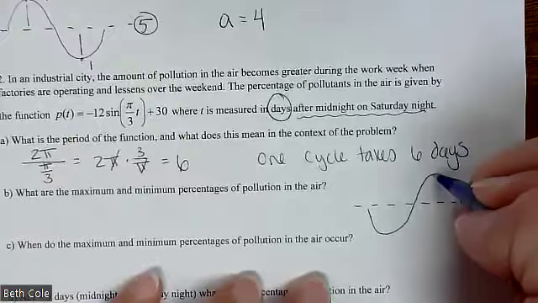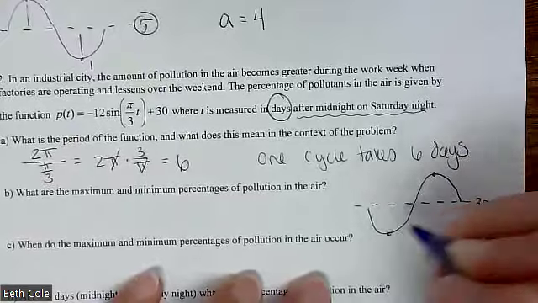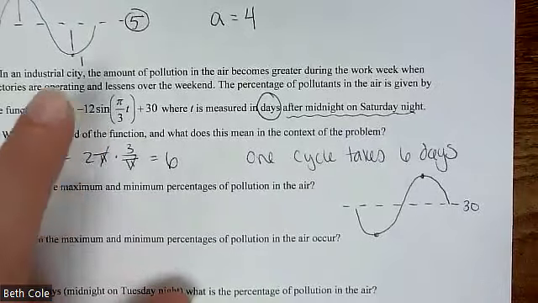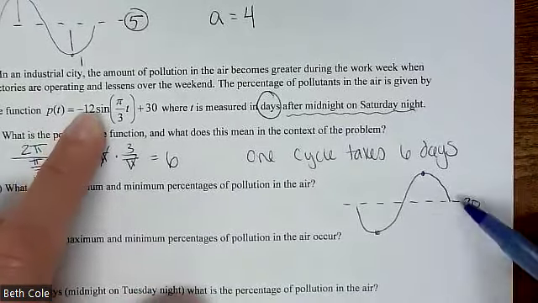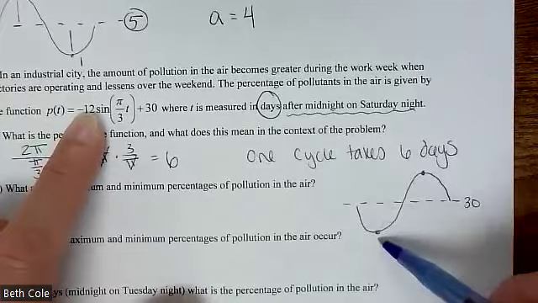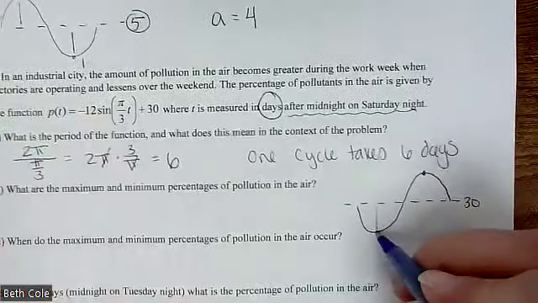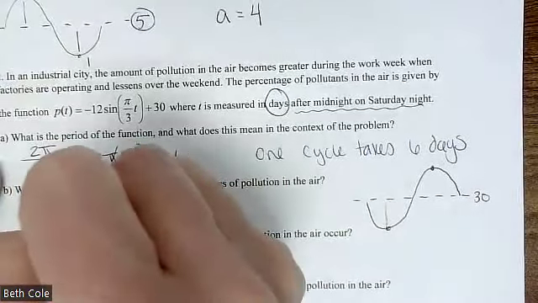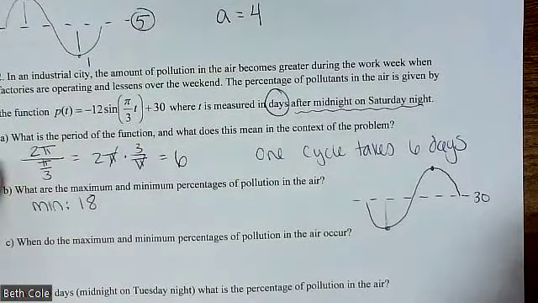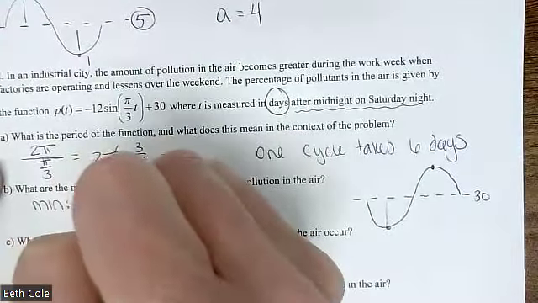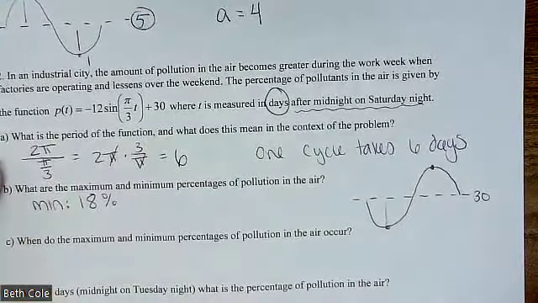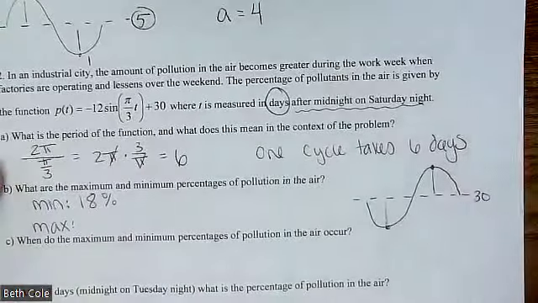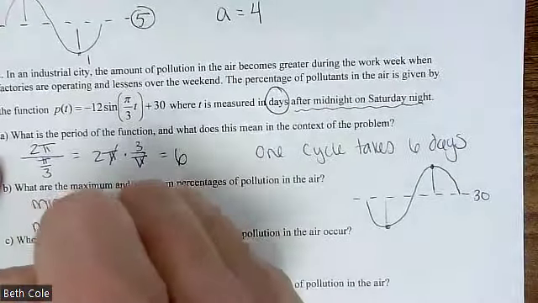And then how can I get these numbers, the maximum and the minimum points? Because that's what I'm looking for. 12 is your amplitude, all right? So if you do 30 minus 12, what do you get for the low point? It'll be 18. And what were the units for this? It was percentage, right? Because it's like percentage of pollutants. All right, and then your maximum, you're just going to take 30 and add 12, 42%.